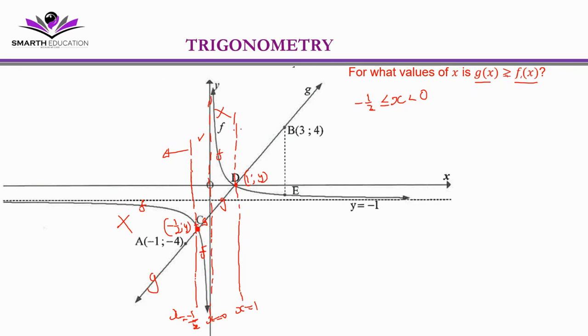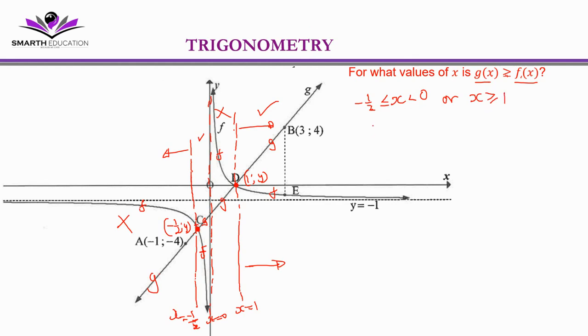And then from x is equal to 1 to the right, we can see that g is greater than f. So that's what we want. That's the region we want. We want x greater than or equal to 1. So 1 is included because when x is equal to 1, the graphs are equal. So it should be x greater than or equal to 1.